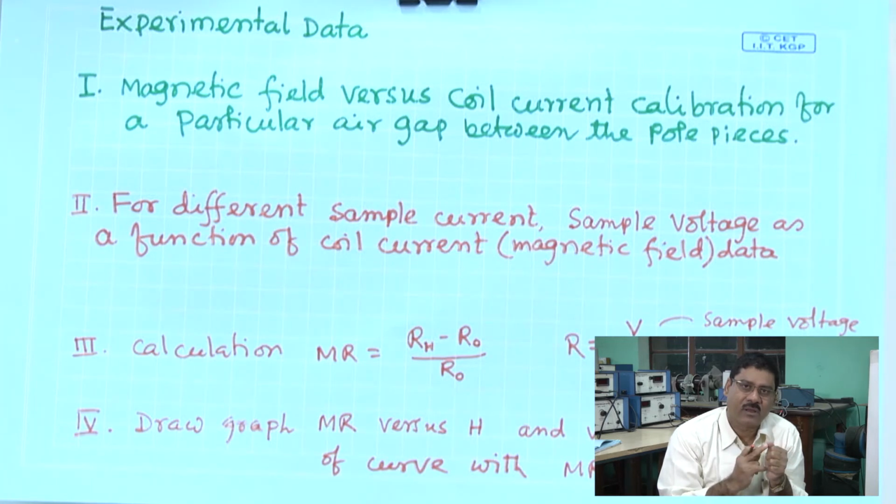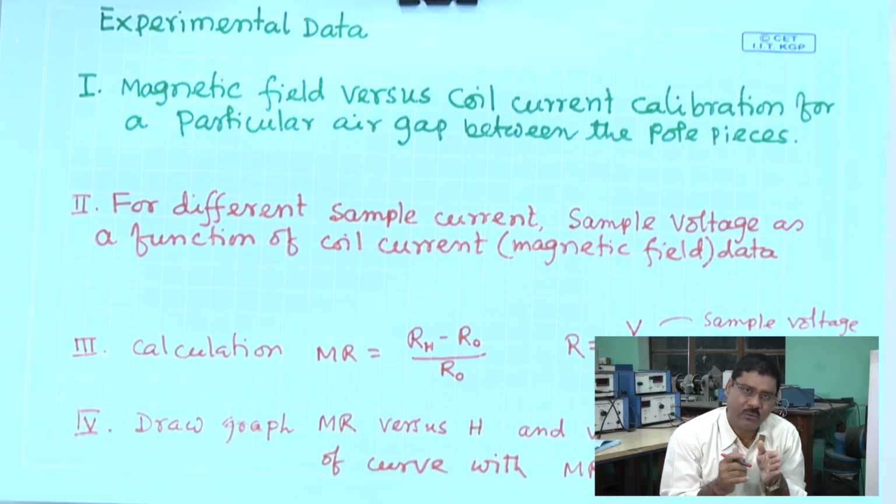that we will plot on graph paper, magnetic field versus the current, and that graph we will use as a calibration curve for the magnetic field, because when we do the experiment we have to put the sample between the pole pieces.